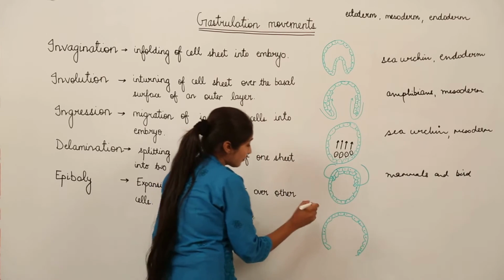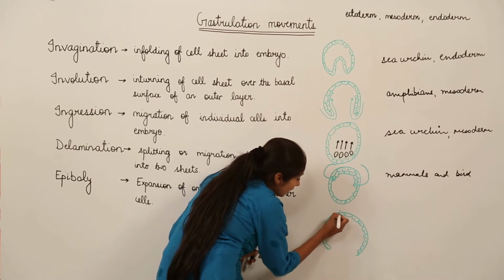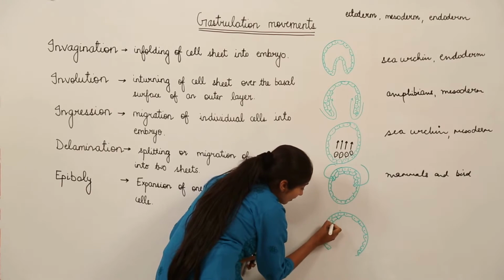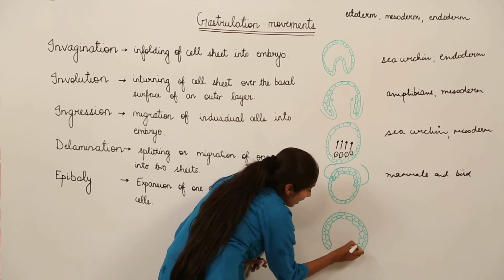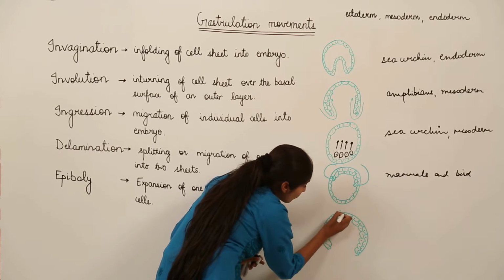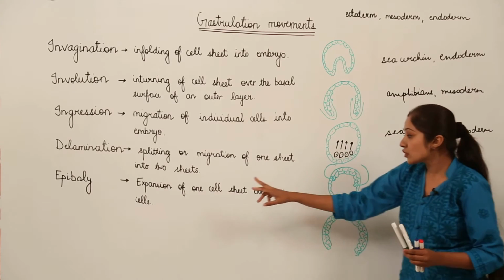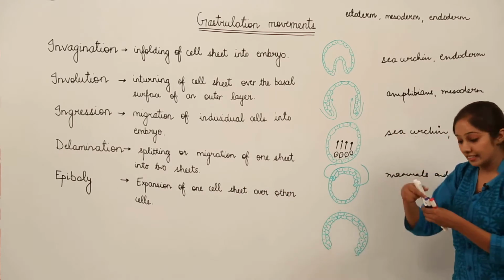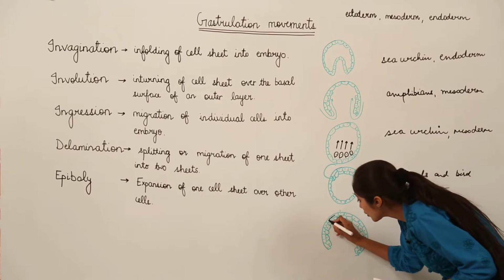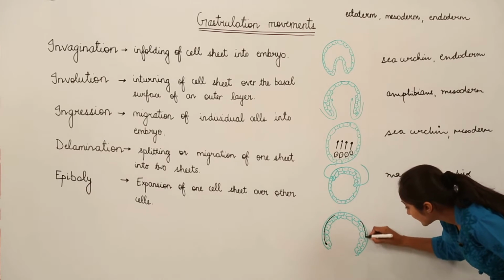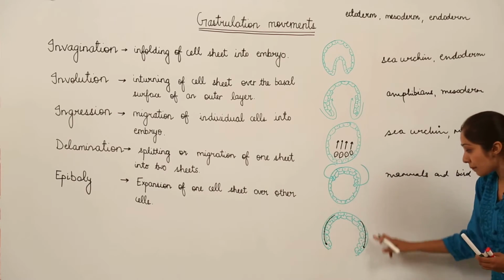Next, what is going to happen? This is a layer of cells, and here also we have a layer of cells, another layer of cells. And now what is going to be the movement? How this movement is going to take place, we'll show it with the help of an arrow. Expansion of one cell sheet over other cells. It means this cell sheet has expanded over other cells. So I'll show it with the help of an arrow like this. This is how we are showing expansion of one cell sheet over other cells.